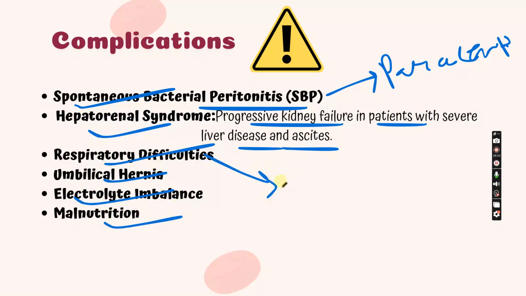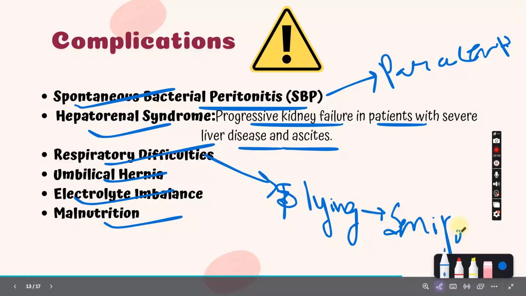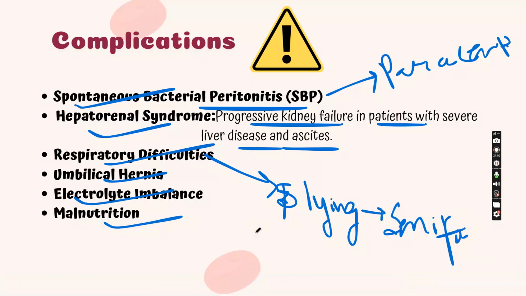During respiratory difficulties, we can't give the patient the straight lying position. We have to provide them semi-fowler or fowler position, because at these positions, semi-fowler and fowler, there would be enough space for the patient's lungs to expand. Okay.